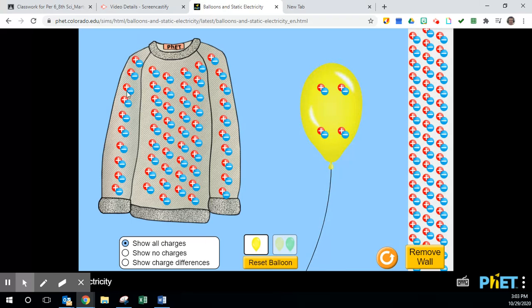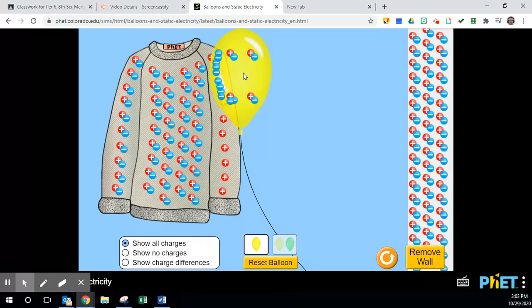So same thing goes for the sweater. If we look, there is an equal number of blue negative signs to red positive signs. So this sweater also is a neutral object. I'm going to go ahead and rub the sweater against the balloon, and we're going to see if anything changes.